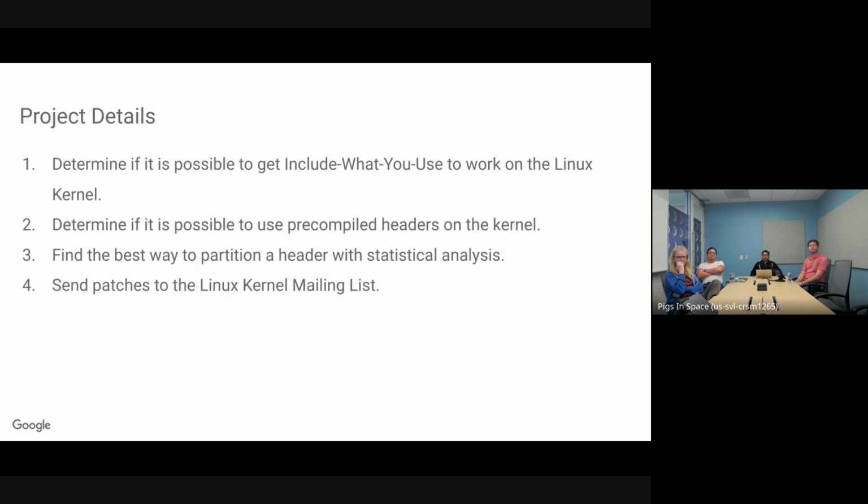This project has four main parts. The first is we want to determine if it's possible to get include-what-you-use to work on the Linux kernel. Second, we want to determine if it's possible to use precompiled headers on the Linux kernel. Third, we want to find the best way to partition a header with statistical analysis. And four, we want to send patches to the kernel mailing list so we can see how we use these tools in the real world.